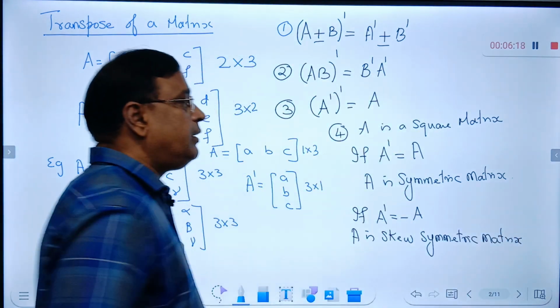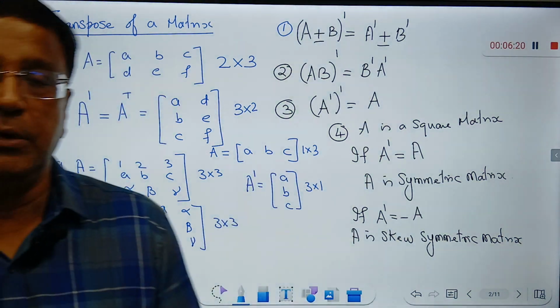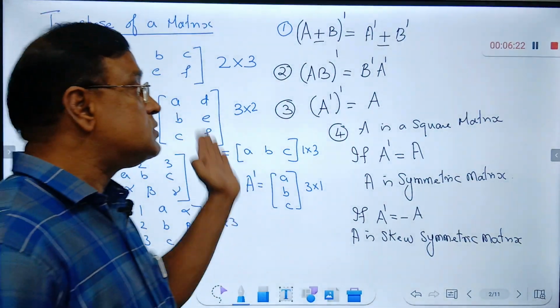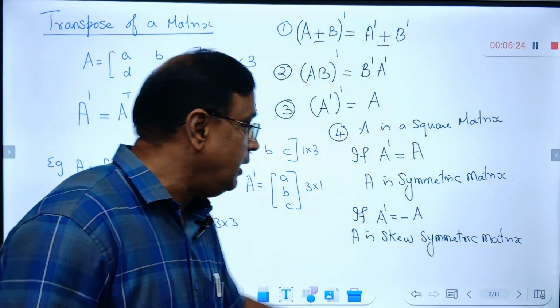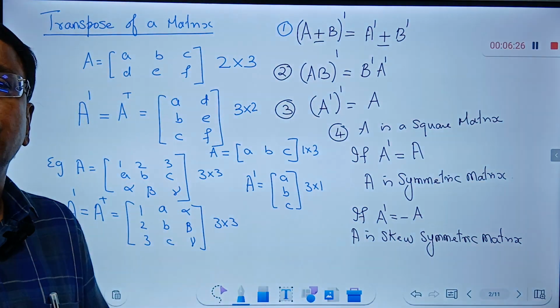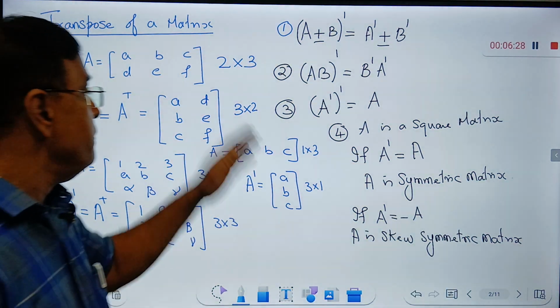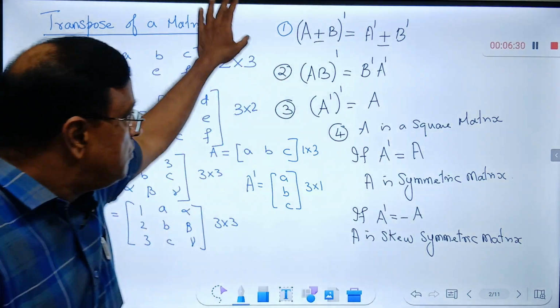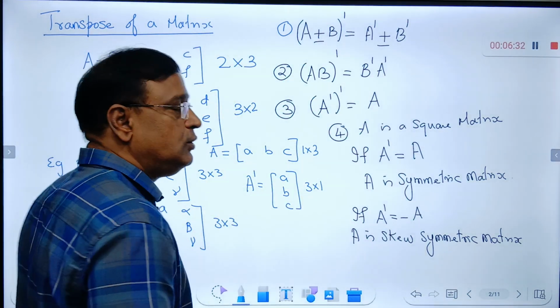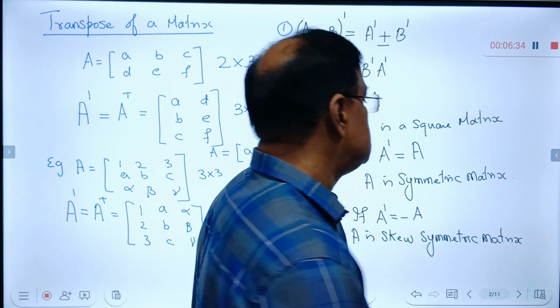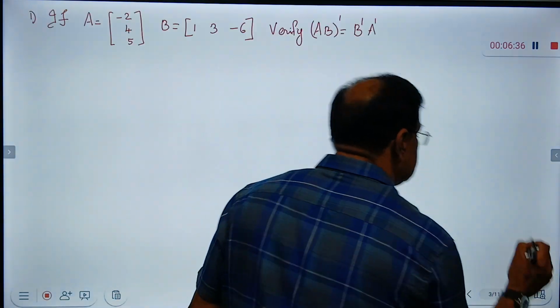Okay? If A transpose is A, it is a symmetric matrix. If A transpose is minus A, the negative of A, then it is called a skew symmetric matrix. So you should not forget these properties. These 4 properties are very useful for me to solve problems. Now let's go to the questions.